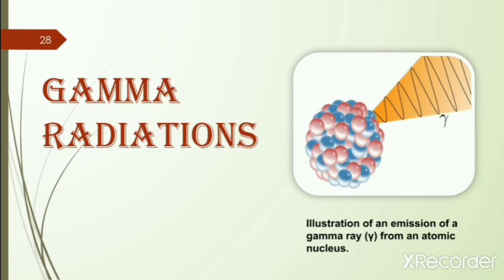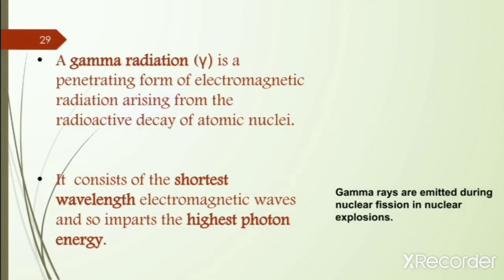Now, we are moving on to our next session, gamma radiations and its properties. Gamma rays. A gamma ray or gamma radiation is a penetrating form of electromagnetic radiation arising from the radioactive decay of atomic nuclei. It consists of the shortest wavelength electromagnetic waves and so imparts the highest photon energy.